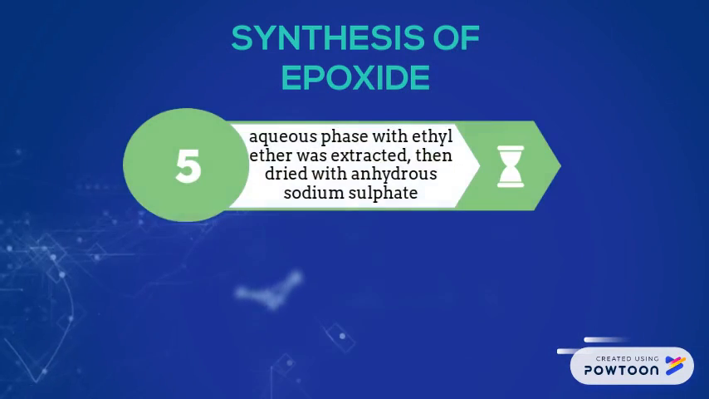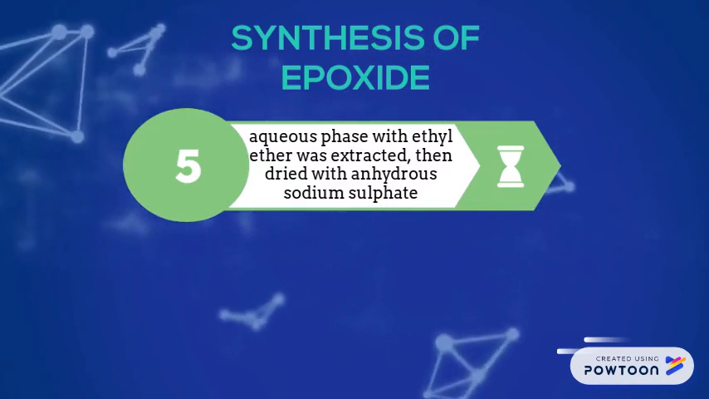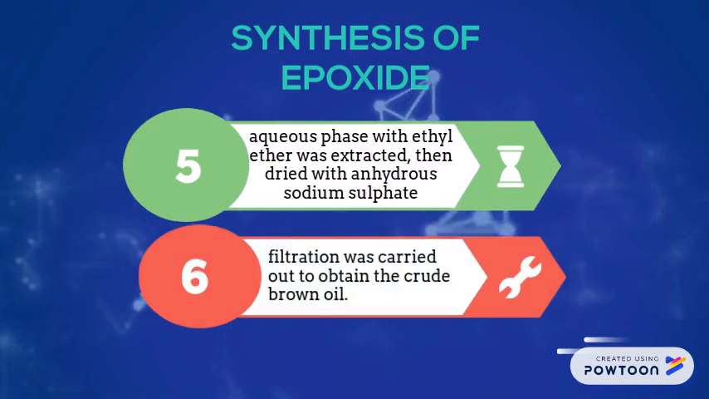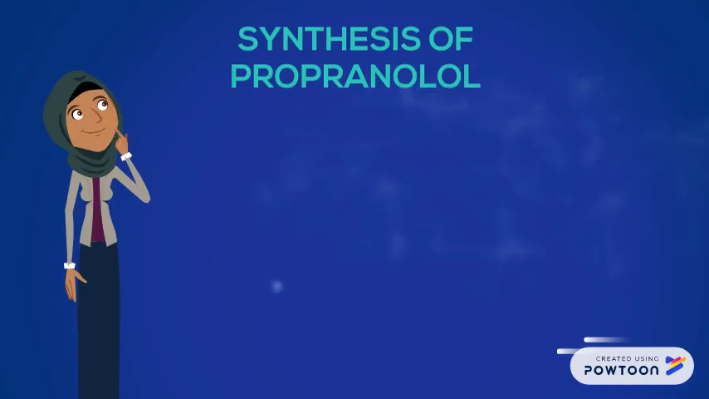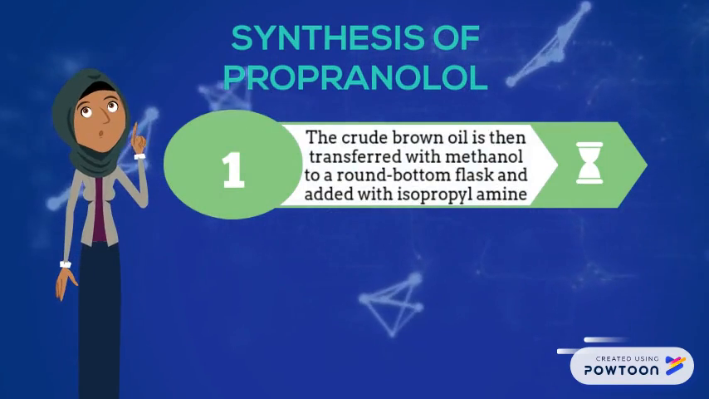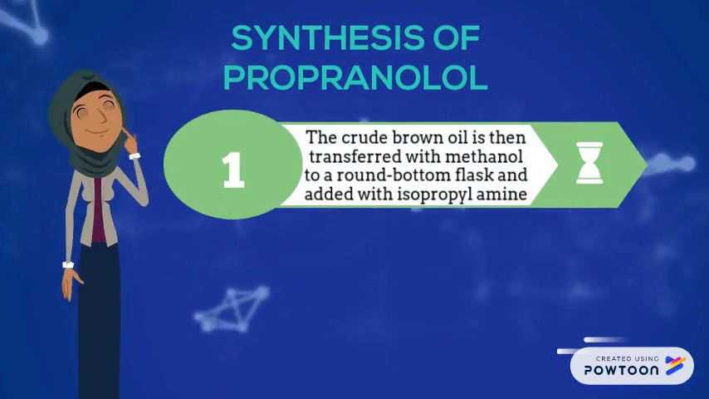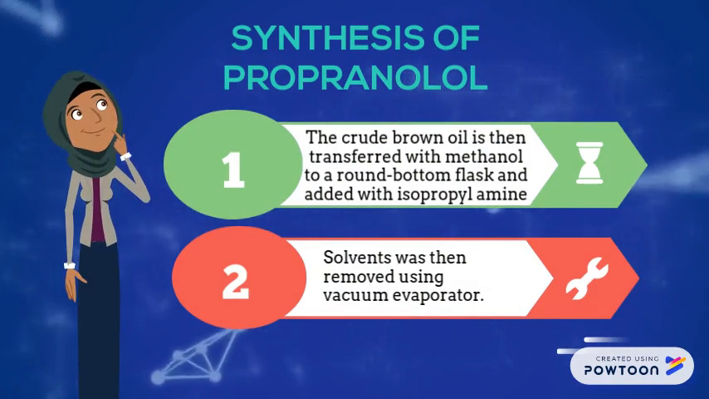The aqueous phase was extracted with ethyl ether, which was then dried with anhydrous sodium sulfate. Filtration was carried out to obtain the crude brown oil. The crude brown oil is then transferred with methanol to a round bottom flask and added with isopropylamine. Solvents were then removed using a vacuum evaporator.